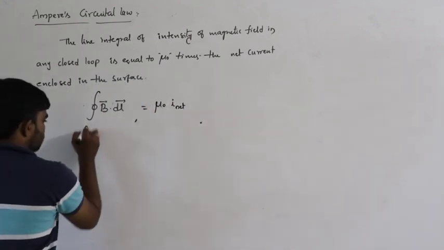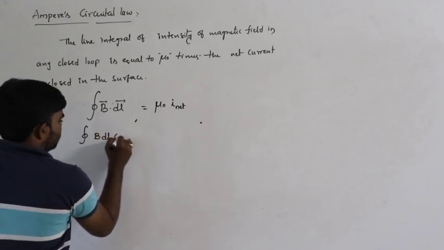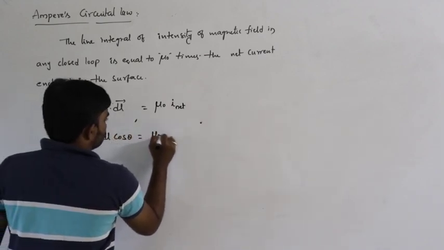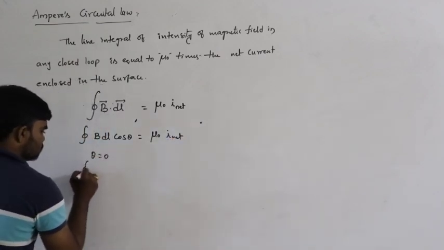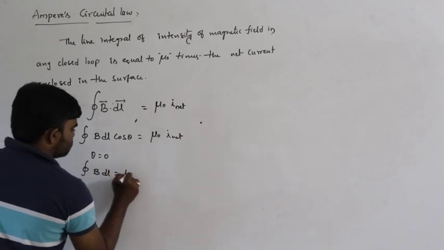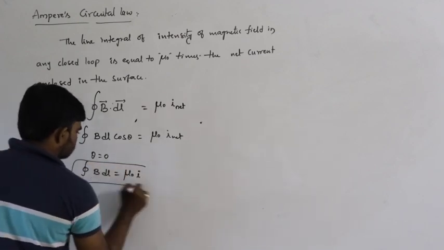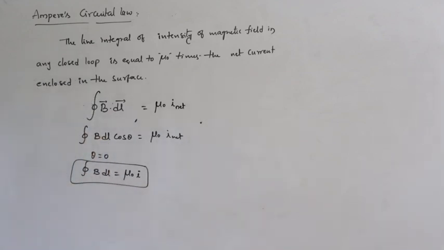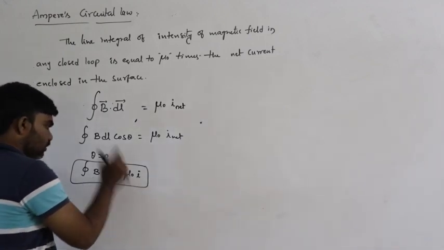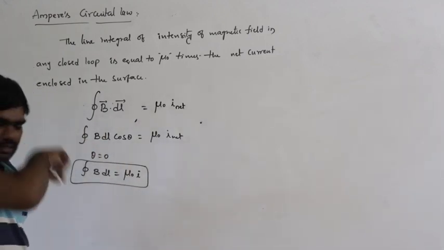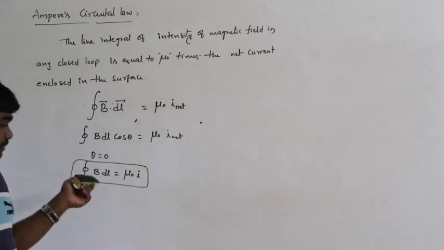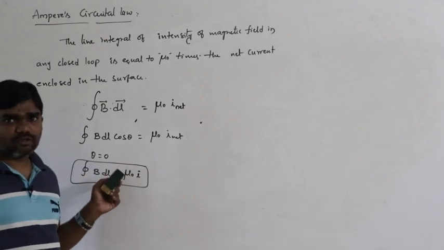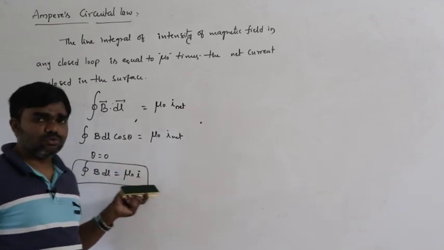So integral of B dL cos theta is equal to mu naught into I net, but here theta is equal to 0 always. So integral of B.dL, simply we can write, is equal to mu naught I. Simple formula. Just like Gauss law, of course by using Biot-Savart's law also we can calculate, but this is a simple relation to calculate magnetic field in any closed loop.